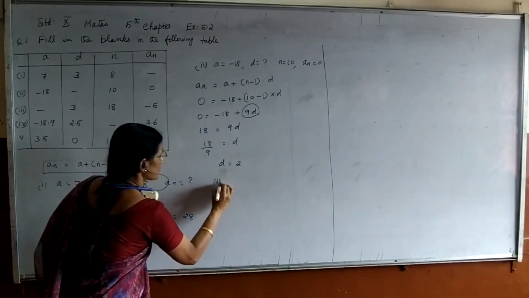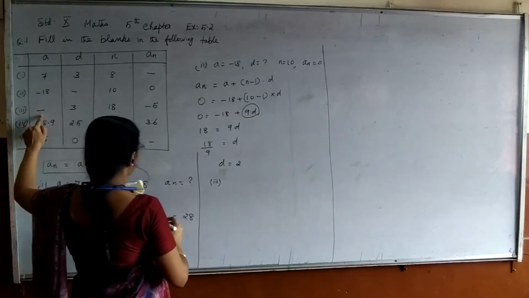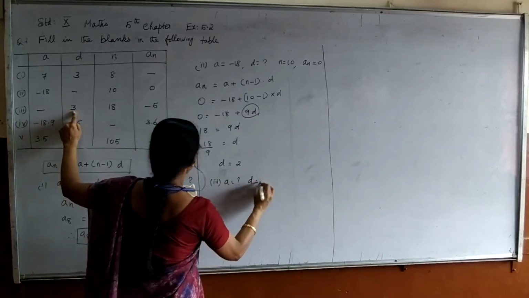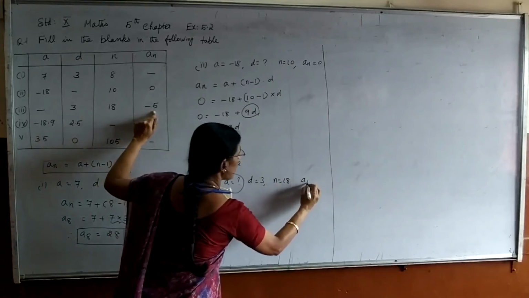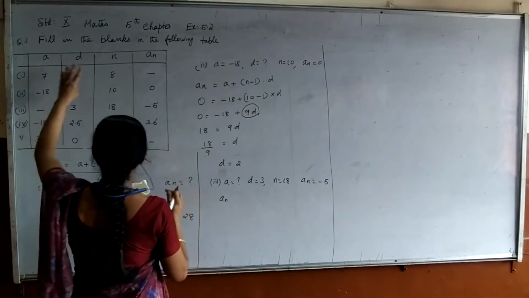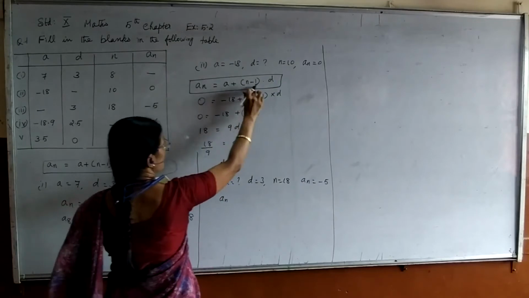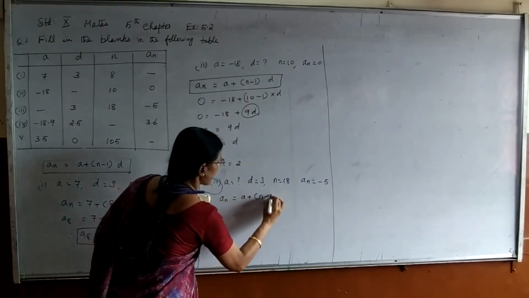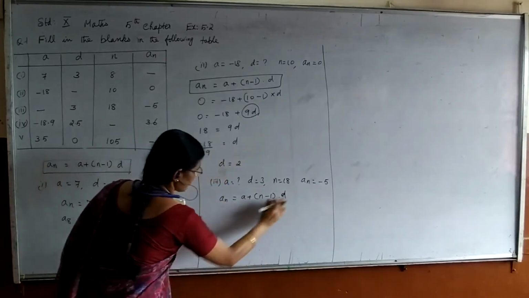Let us go to the third subdivision. Third is A is question mark, D equal to 3, N equal to 18 and An is equal to minus 5. For all these 5 sums, we are going to use only one result, that is An equal to A plus n minus 1 into D. So An equal to A plus n minus 1 into D. Replace An by minus 5.